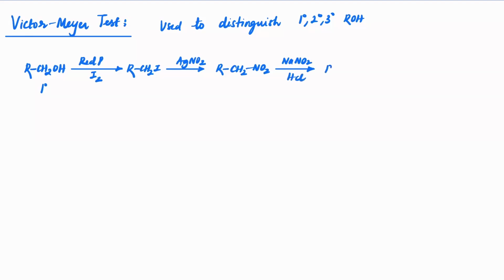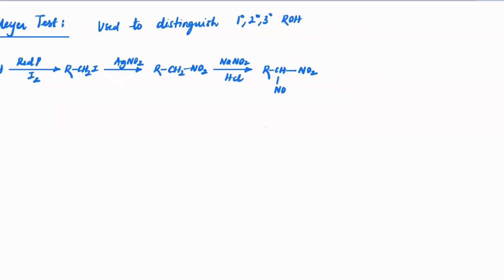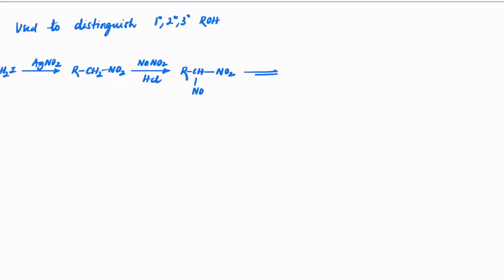This forms nitrous acid. Nitrous acid will react with this CH here and convert it into NO and NO2. So you'll have this as NO and NO2. It undergoes tautomerism here and converts into R, C double bond N, OH, and the other one is NO2. This is what you will get. This form is called nitrolic acid.